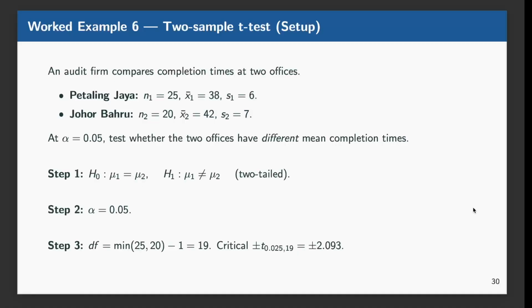Step 1. H0. The two population means are equal. H1. They are not equal. This is two-tailed. Step 2. Alpha equals 0.05. Step 3. Our conservative degrees of freedom is the smaller sample size minus 1, 20 minus 1, which is 19. The critical value is plus or minus 2.093. The setup is complete, so let's finish the arithmetic.